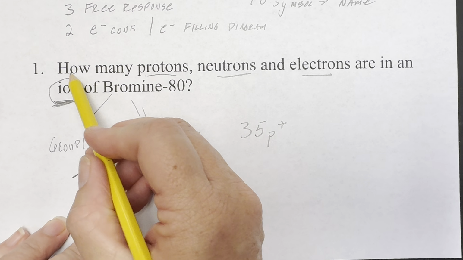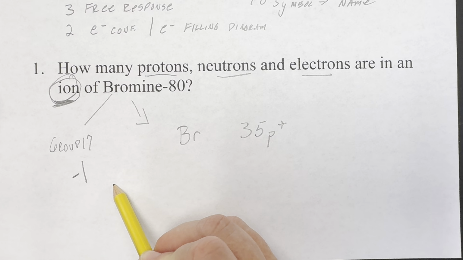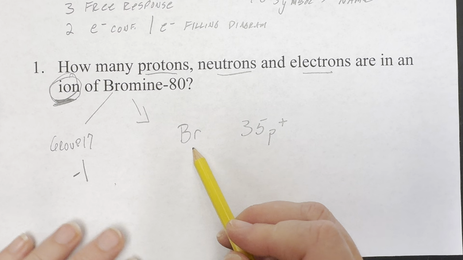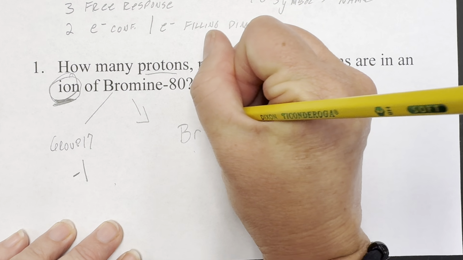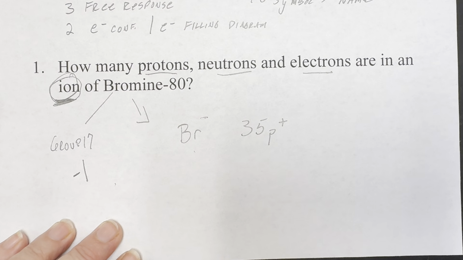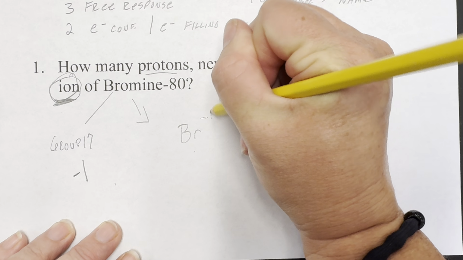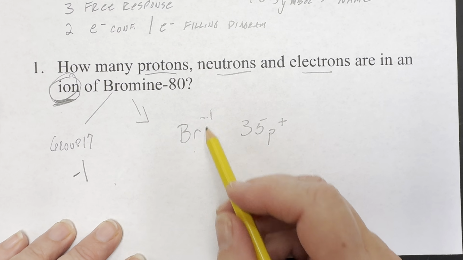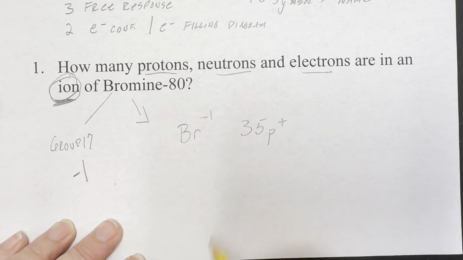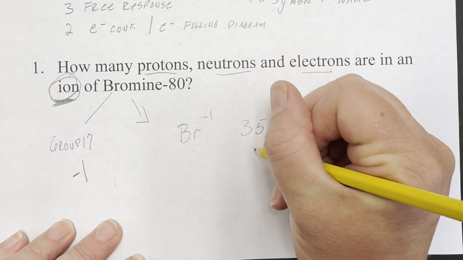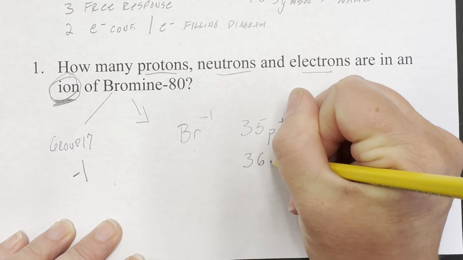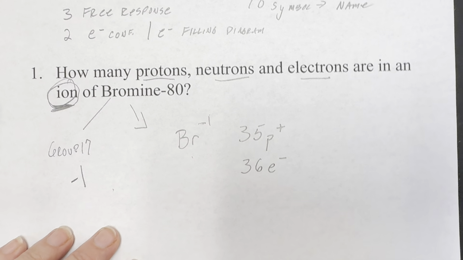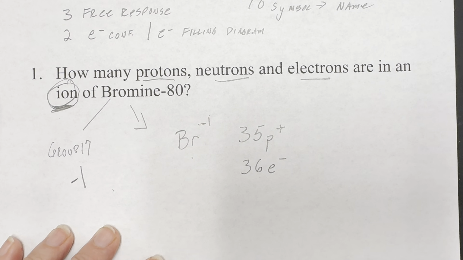I have told you that it is an ion of bromine, and it is in group 17, which means it's -1. So we don't just write the symbol like this, we write the symbol with a negative sign. You can write -1 if you want to. I typically don't, and I just write the negative sign there. Because it is -1, that means it has 1 more electron than it does protons, because it has an overall -1 charge. So that means I have 36 electrons in an ion of bromine.